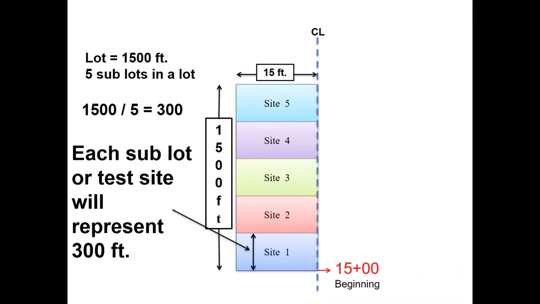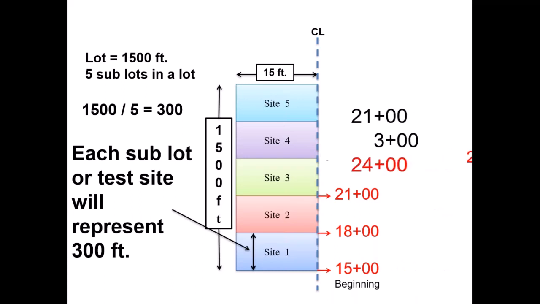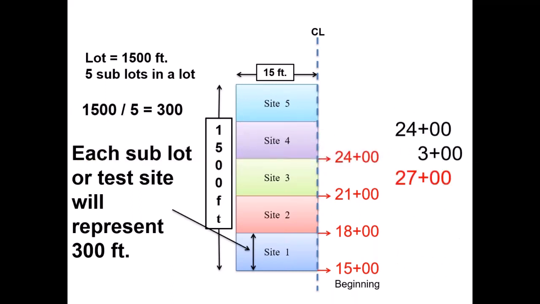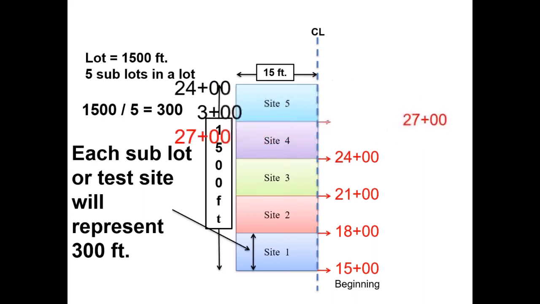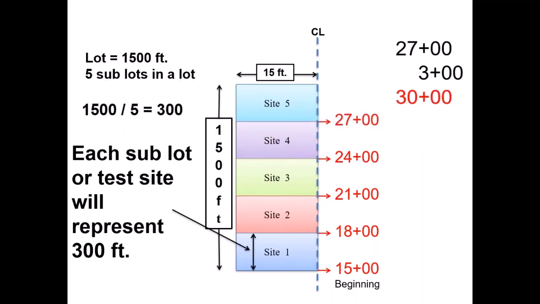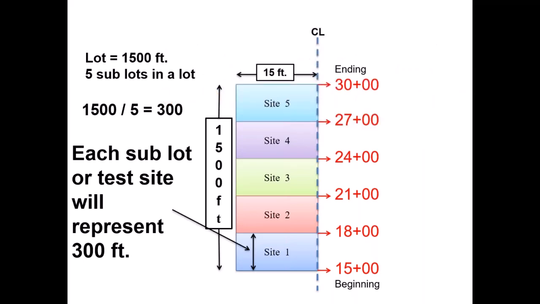This lot begins at 15+00. So each sublot is 3+00. So 15+00 plus 300 is 18+00. 18+00 plus 300, 21+00. Then 24+00, 27+00. And finally, our last station, 30+00.